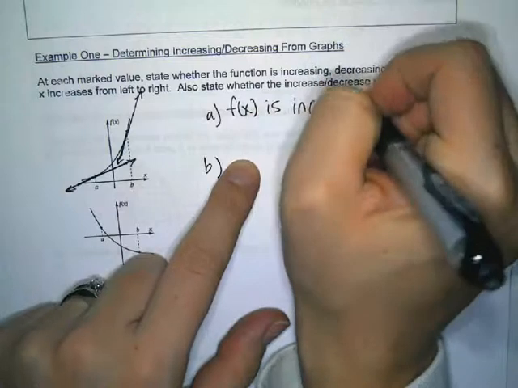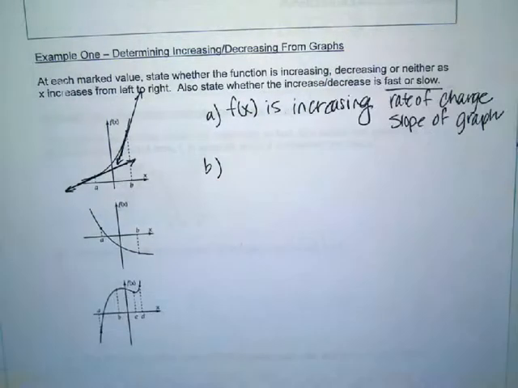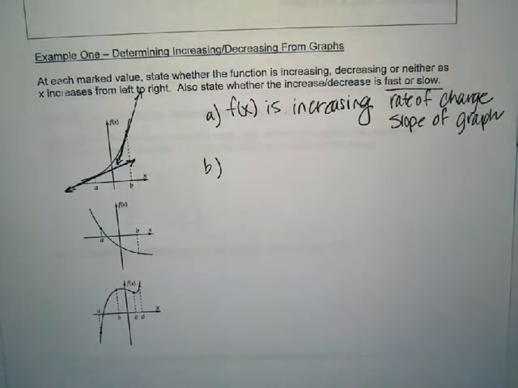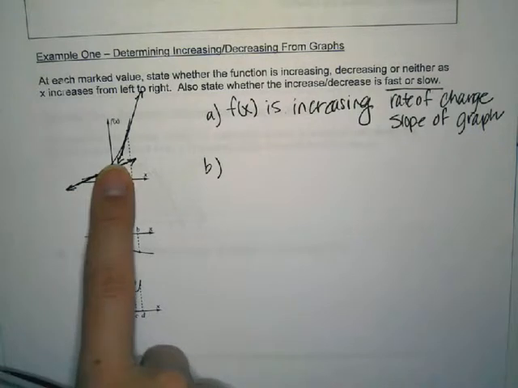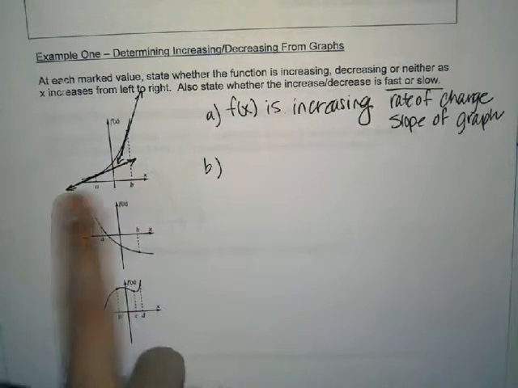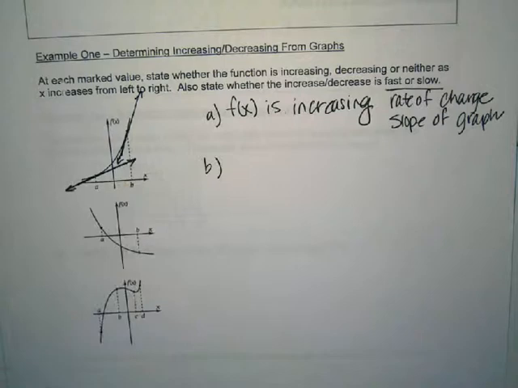At A, isn't it kind of slow? If you look at the tangent line and think about what that slope would be, that slope is going to be a pretty shallow slope. It's not increasing very quickly because the line itself isn't very steep. So at A, we're going to say it's increasing slowly. And we identify the slowly part by looking at the slope of that tangent line.